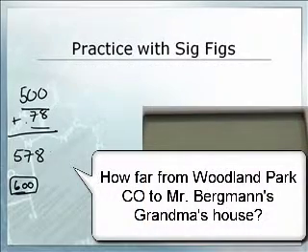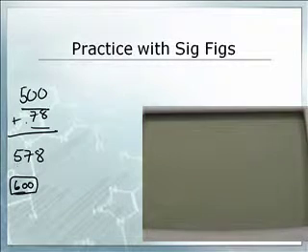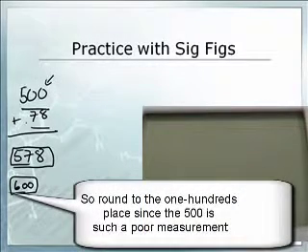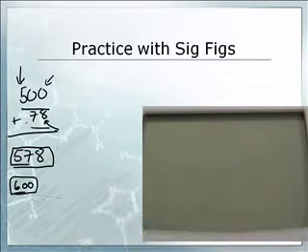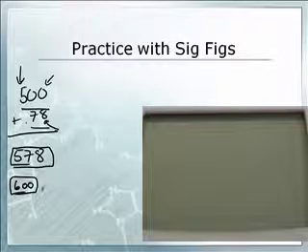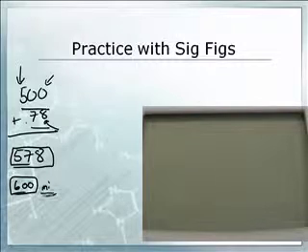Well, best ballpark, 500 plus 78 miles. Yeah, but it wouldn't be 578, because the 500 we only know to the 100s. So you see, this is only accurate to the 100s place. This one, the 78, is accurate to the ones place. So therefore, the answer is 600 miles between here and my aunt's house, because we can only be accurate to our least accurate measurement. Okay. All right.